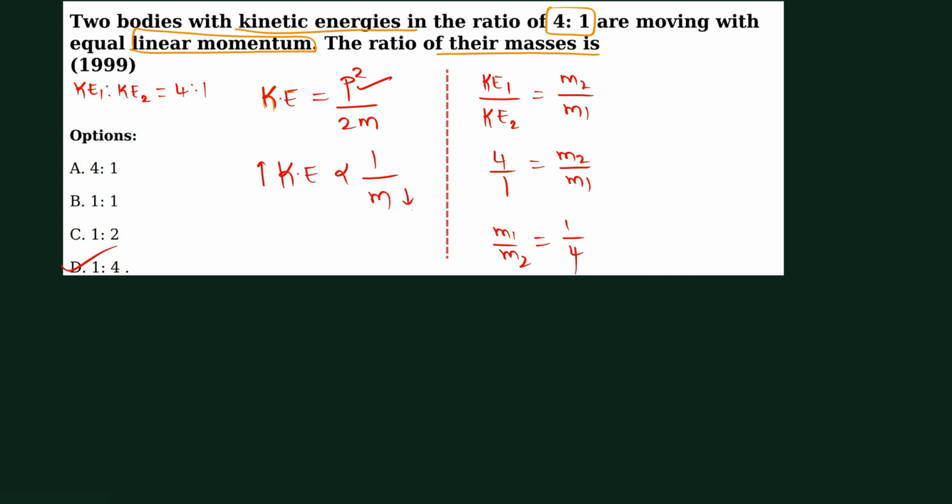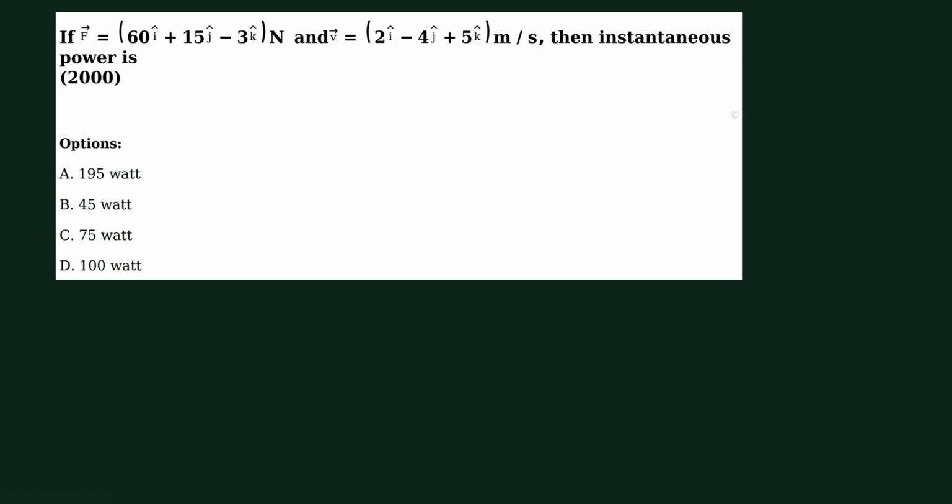If F equal to 60i plus 15j minus 3k, and velocity vector equal to 2i minus 4j plus 5k meter per second, then what is the instantaneous power? What is the formula to find the instantaneous power? Power equal to F dot V. This is a dot product of force and velocity vector. The force vector is 60i plus 15j minus 3k, dot 2i minus 4j plus 5k.